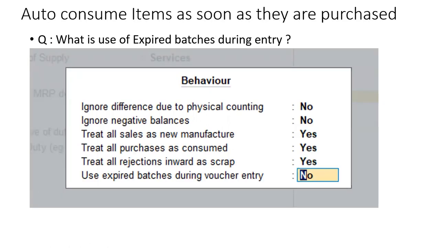Then we've also seen how to treat all sales as new manufactured, how to treat all purchases as consumed, how to treat all rejection as scrap, and how you can use expired batch also for sales invoice, which is not allowed by Tally by default.